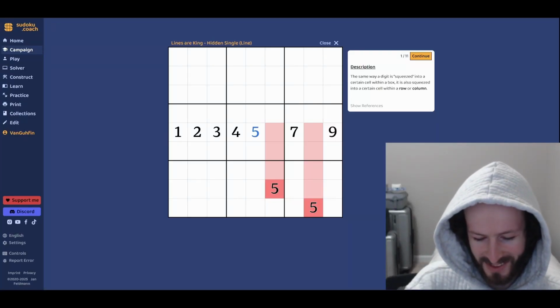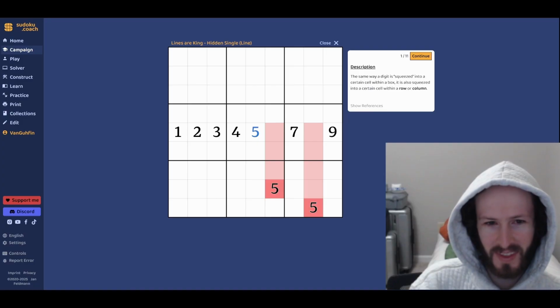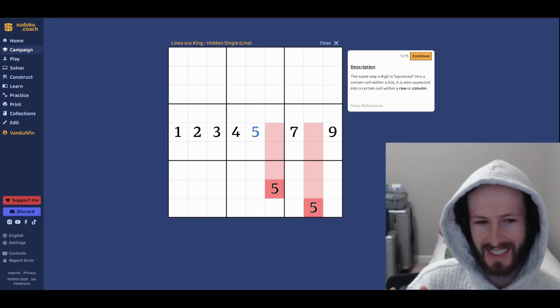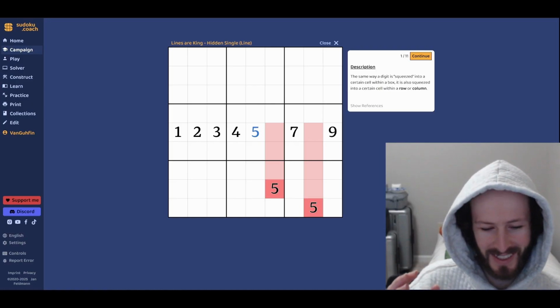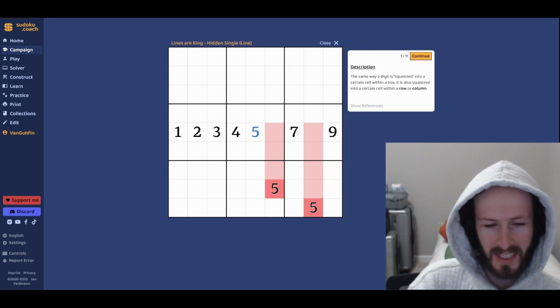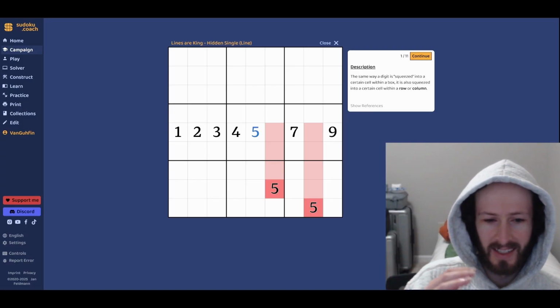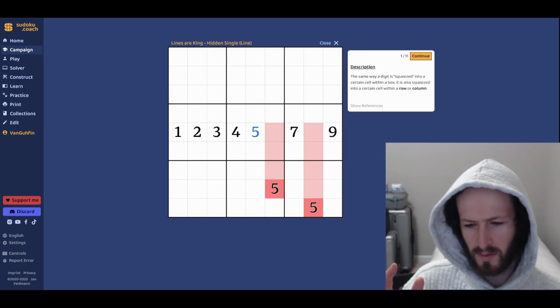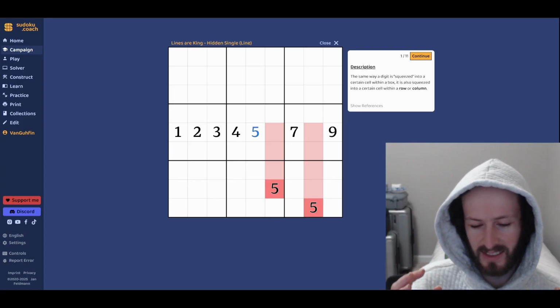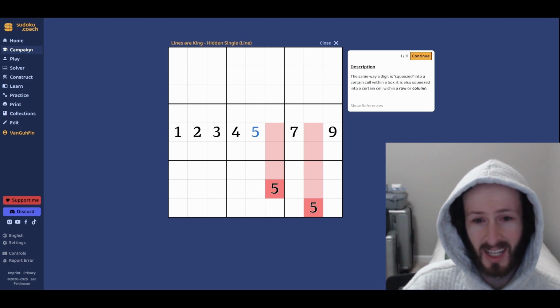So the way I want to format these for the future is to start off with a new technique that I have learned, or I'm trying to learn, would be the better way to put it. Explain what that technique is and then record a game where I use that technique. So in this case, it's the hidden single line technique.